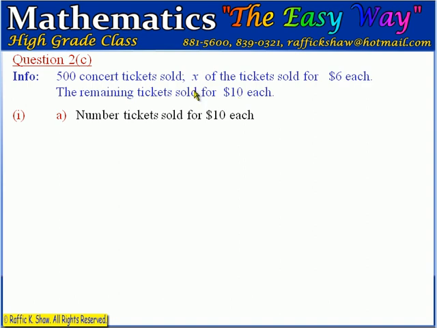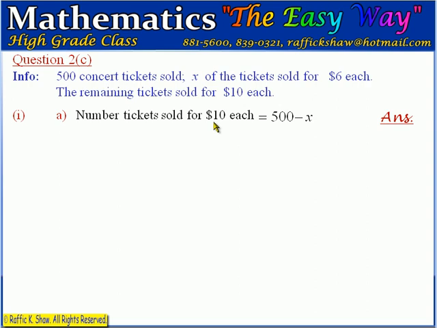and simply that would be 500 minus x, because x of the 500 tickets are sold at $6 each, the remainder of the tickets are sold at $10 each, and the remainder of the tickets would be the 500 total tickets minus the x tickets that are sold at $6 each. And so the number of tickets sold at $10 each is simply 500 minus x. That's the number of tickets sold for $10 each.